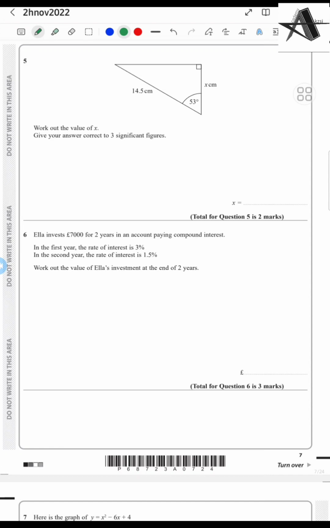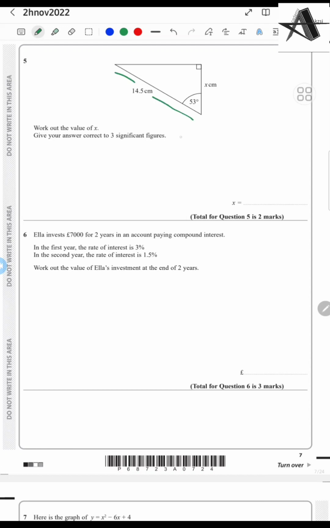Question 5 says, work out the value of x. Give your answer correct to 3 significant figures. Clearly, this is a right angle triangle and one of the angles is given as 53.5, and they are asking you to calculate the length. You have to use the trigonometric ratios. You have to see what is given and what is being asked.